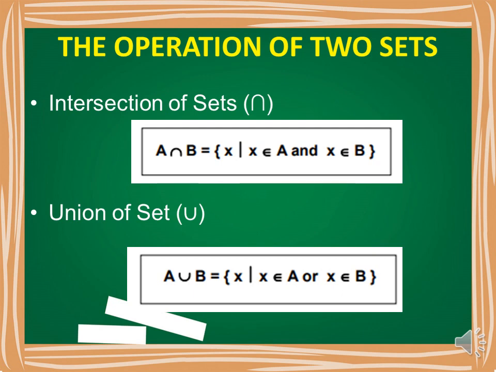That is an intersection. When we talk about intersection, we only consider the elements which are present in both of the given sets. We're going to understand it more as we go further to the next slide. For the union of sets, we have set A union set B is equal to the set of elements x such that x is an element of A or x is an element of B.